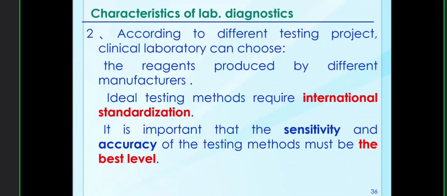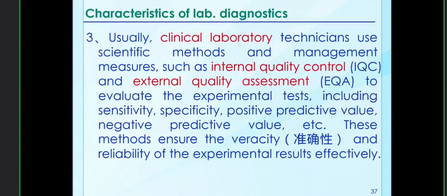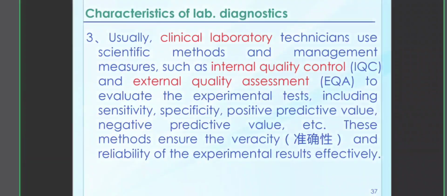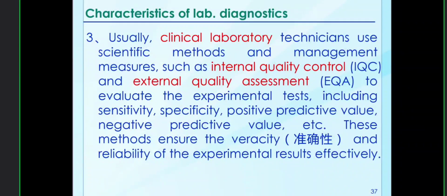And it is important that the sensitivity and accuracy of the testing must be at the best level. Usually, clinical laboratory technicians use scientific methods and management measures, such as international quality controls and external quality assessment, to evaluate the experimental tests, including sensitivity, specificity, positive predictive value, negative predictive value, etc. These methods ensure the accuracy and reliability of the experimental results.